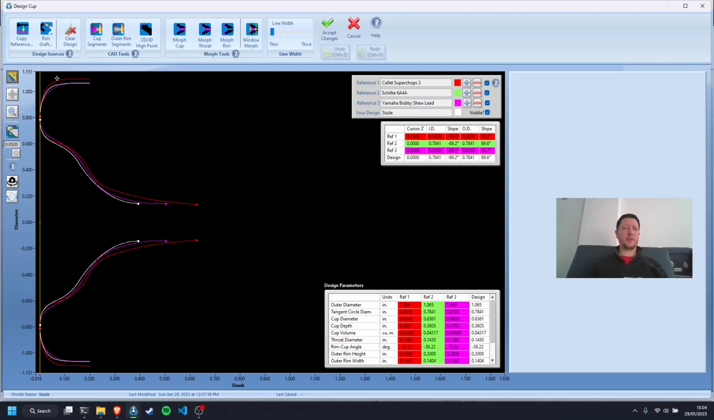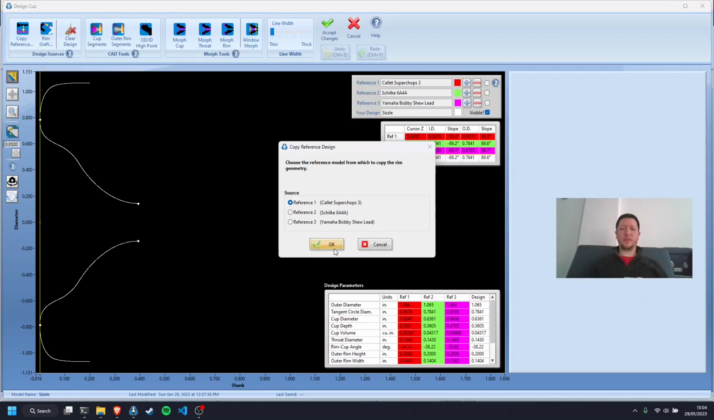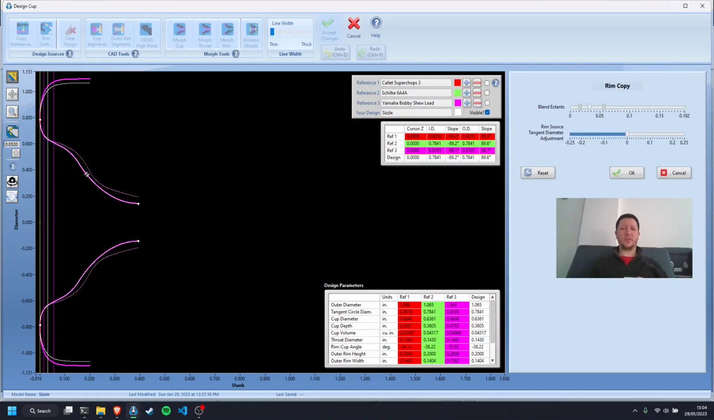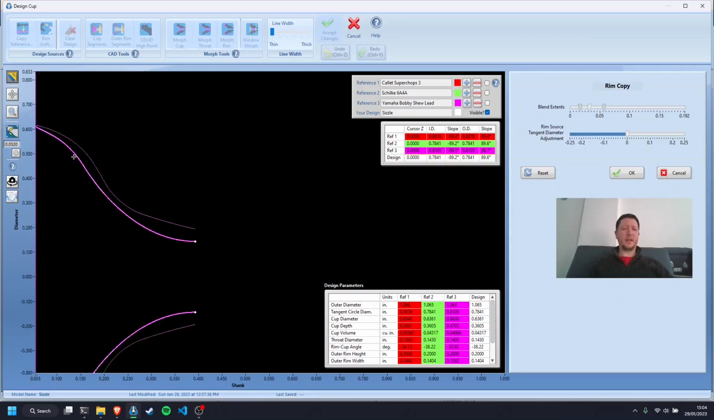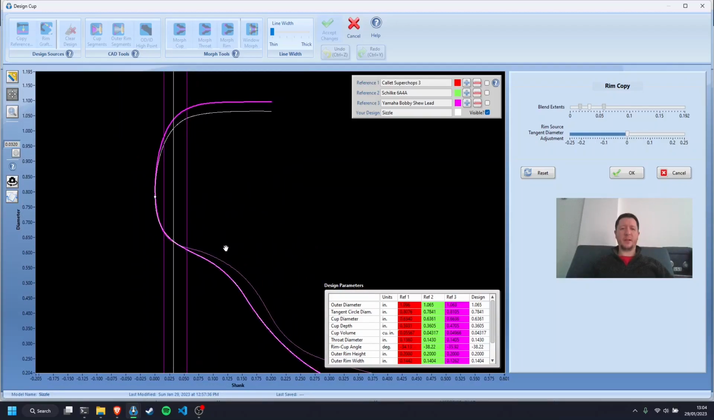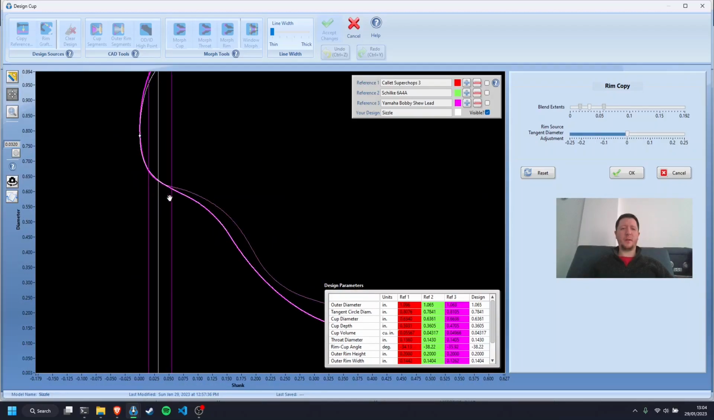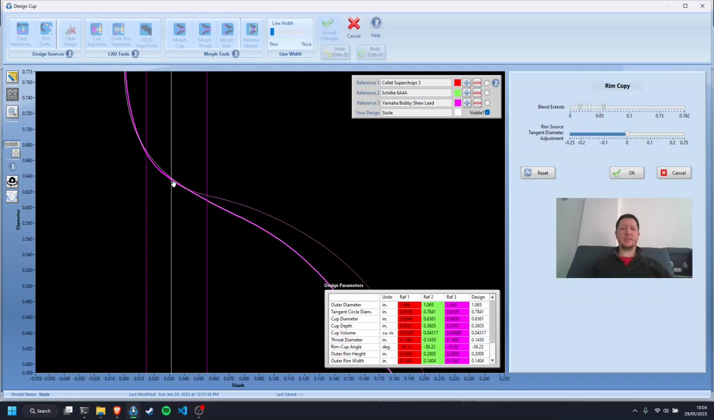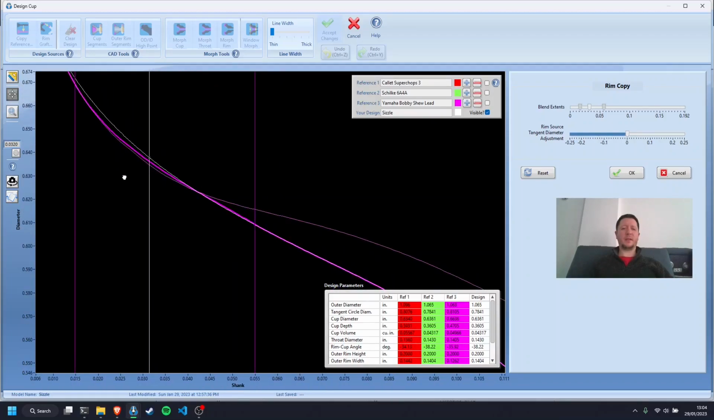Right, next what we're going to do is graft the rim on. Now this is quite an interesting thing. I'm going to clean up this view a bit because I need to see what's going on here. So what we're going to do is put the Callet rim onto this cup. Now this is the fun bit, or one of the fun bits, because what we need to do now is look at how one blends into the other. If you remember, we had this.